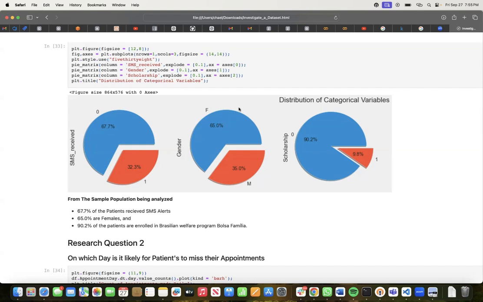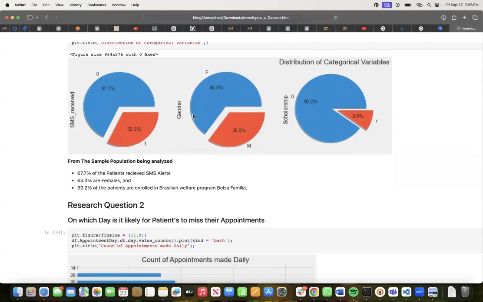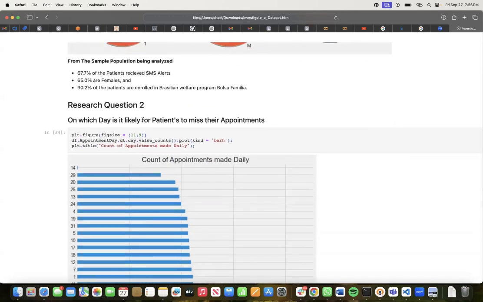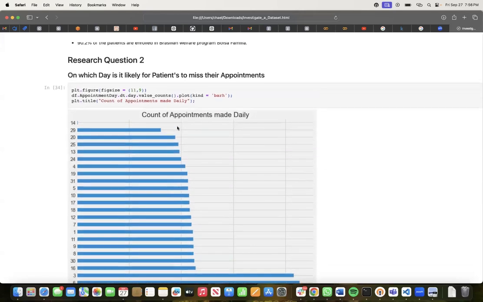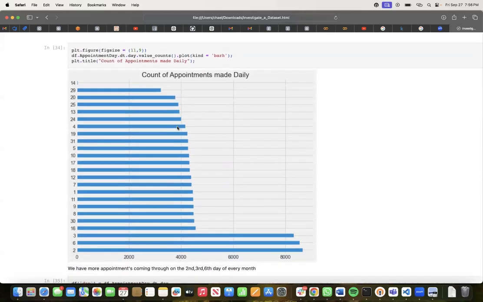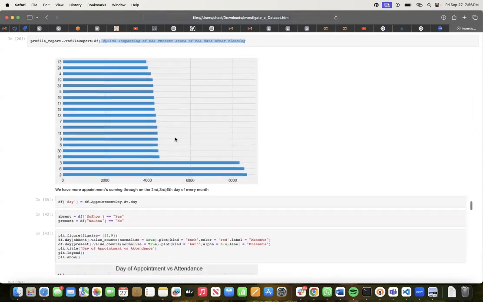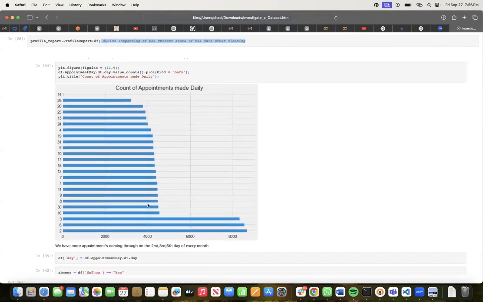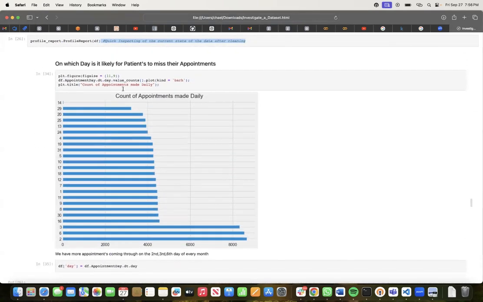Now we have 65% female and 35% male in our data set. Females are a lot more than males. Then the question 2 that we are trying to answer: on which day is it likely for patients to miss their appointment? See, as we go down the exploration, we are answering each question as they come through. So on which day? So we have days visualized there, and which days are a lot. So the second day of the month is when we tend to have lots of appointments.